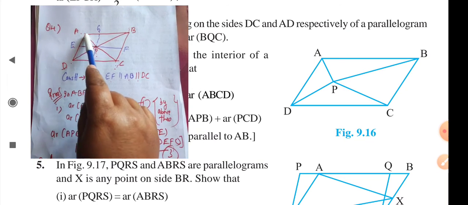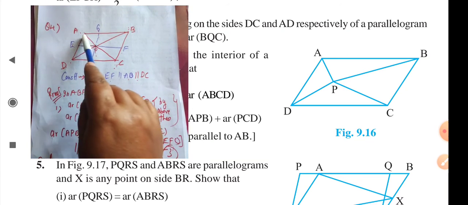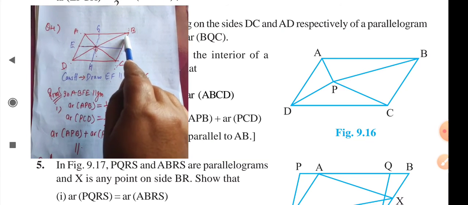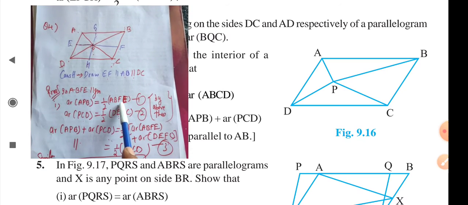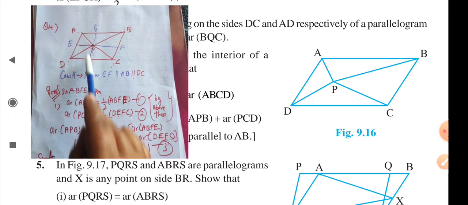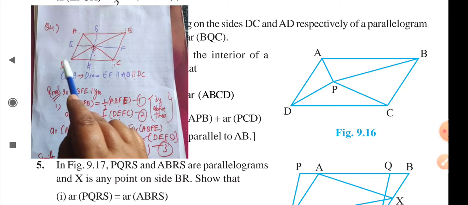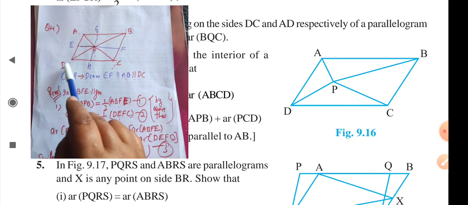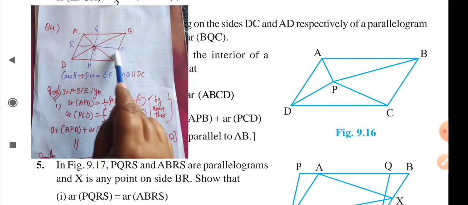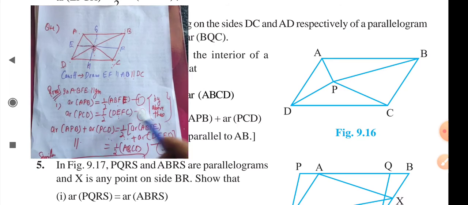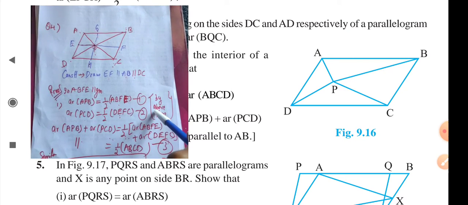So you have to see only ABFE right now. The area of APB is equal to half of area of ABFE. You can see here ABFE. Similarly, if you see the downward triangle, the area of DPC is equal to half of area of DEFC. This is equation number 2, by the above theorem which we have used in the previous questions.